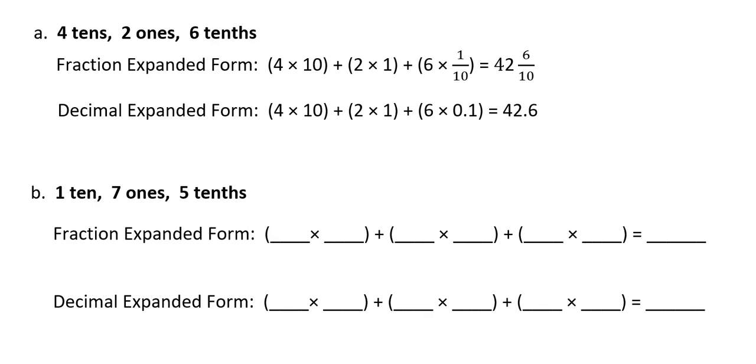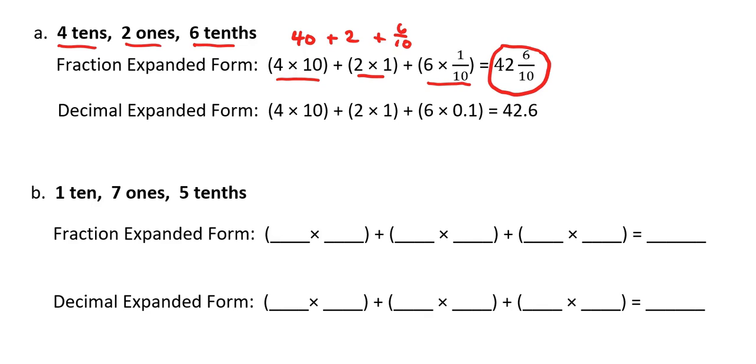My first unit form number is 4 tens, 2 ones, and 6 tenths. Well, 4 tens would be 40, which is the same thing as 4 times 10. 2 ones would be 2 times 1. 6 tenths would be 6 times 1 tenth. Altogether, I have 40 plus 2 plus 6 tenths, which gives me 42 and 6 tenths.